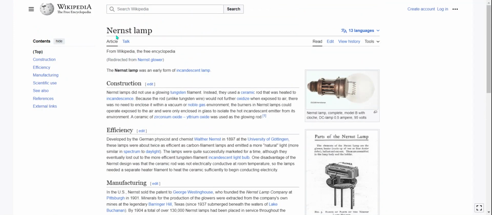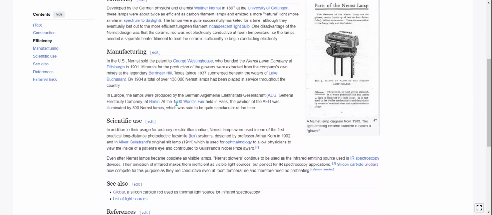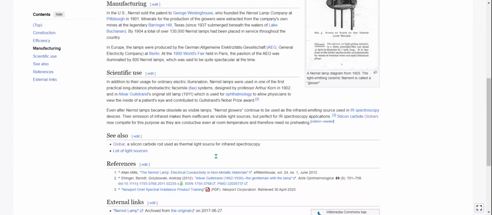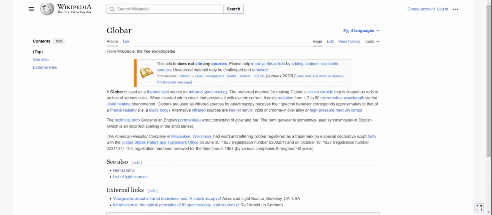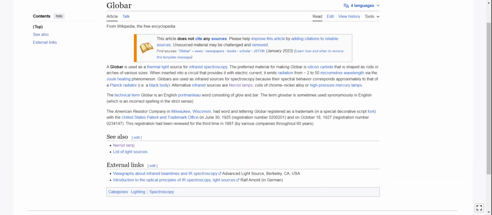Anyway, from Irving Langmuir to Ernst Lamp. I wanted to go to Globar. This is a short one. A globar is used as a thermal light source for infrared spectroscopy. The preferred material for making globar is silicon carbide that is shaped as rods or arches of various sizes. When inserted into a circuit that provides it with electric current, it emits radiation from 2 to 50 micrometer wavelengths via the Joule heating phenomenon.